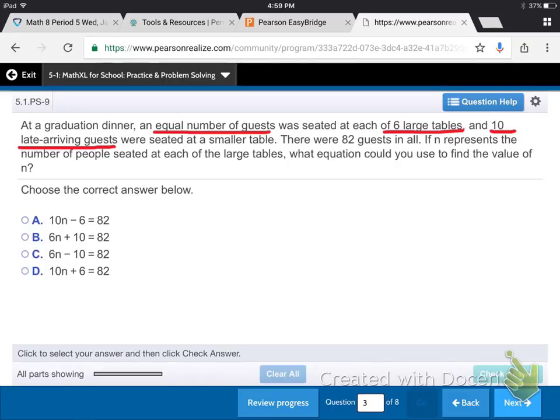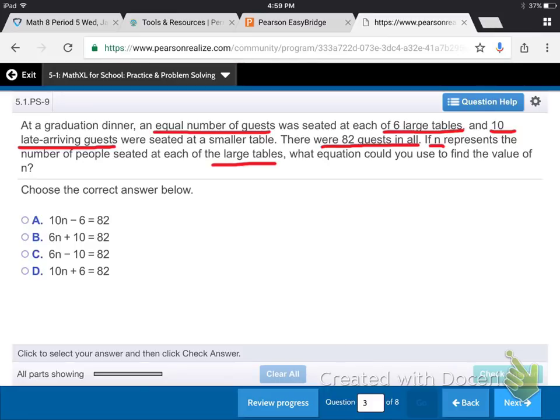So let's see. Okay, I could draw out a picture, but let's just keep going. There were 82 guests in all. If n represents the number of people seated at each of the large tables, okay, so n is the large tables, what equation could you use to find the value of n?